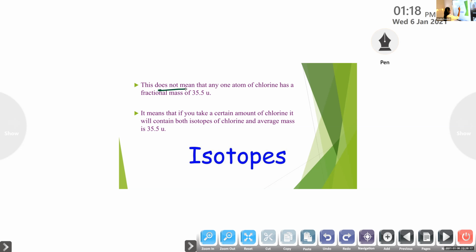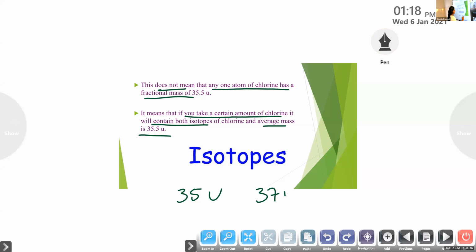This does not mean that any one atom of chlorine has a fractional mass of 35.5. It means that if you take a certain amount of chlorine from nature, it will contain both isotopes of chlorine, but the average mass is 35.5. Means there will be 35U and 37U, but the average mass of this chlorine atom is 35.5U. Clear?